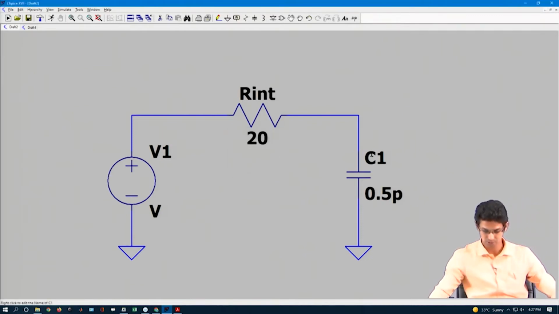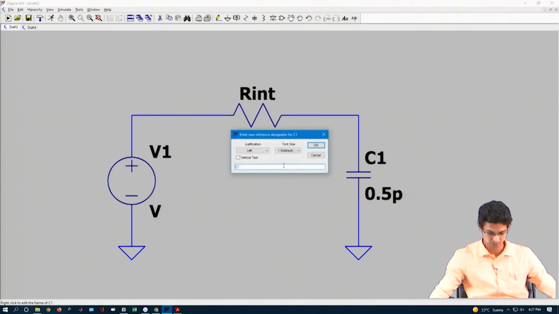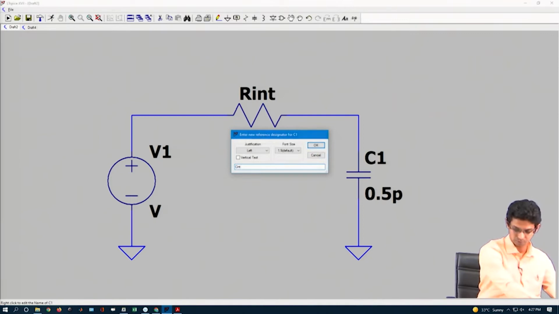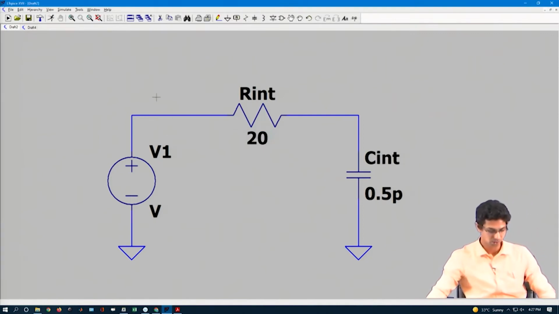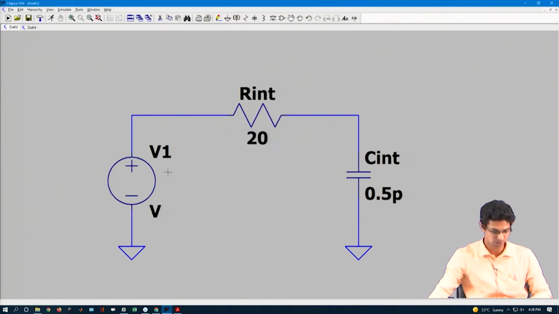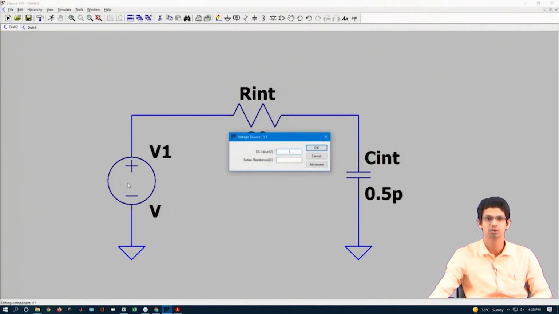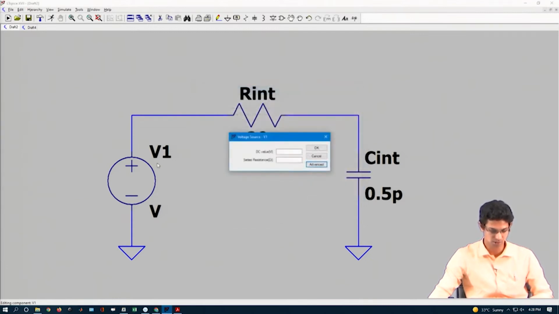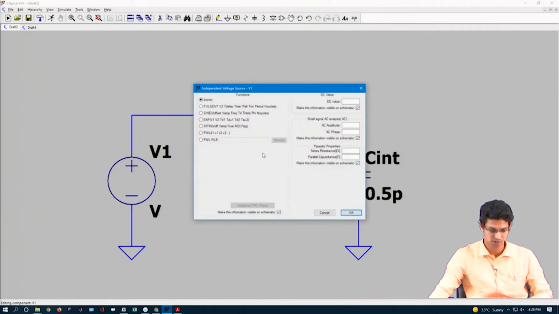and let me label this as C interconnect. I need to set my voltage. If I right click on this voltage source, I get a window like this, where it asks me for some DC value, but in this case we do not want a DC value, we want a clock signal. So, we go to advance. I am showing this again. I right click there, go to advance, then I select pulse.